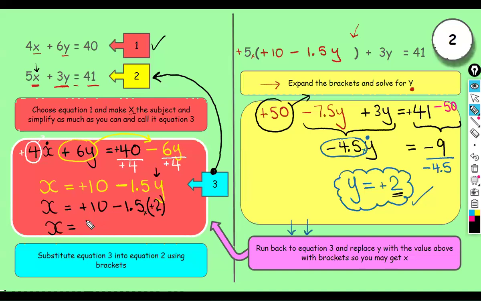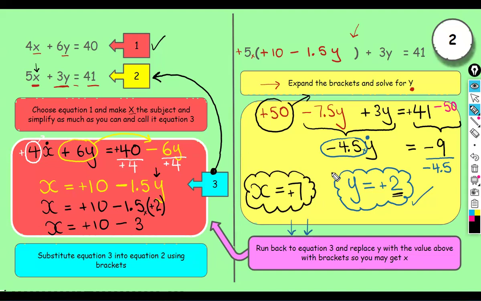X is equal to, you have positive 10 here. 1.5 by 2 is 3. A minus multiplied by a positive is a minus. I'm running out of space here, so I'll put the answer over here. X is equal to 10 minus 3. X is 7. Well, positive 7. Now you're finished with the entire question, and you can take a deep breath and let out a sigh.